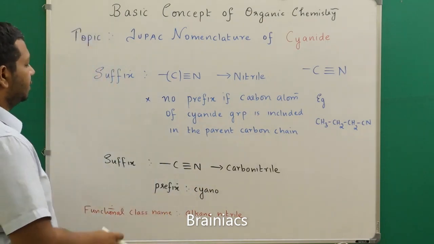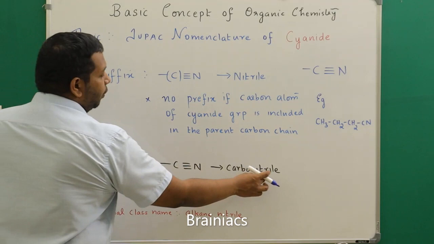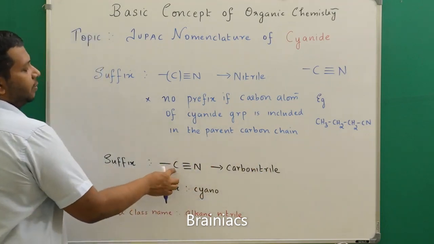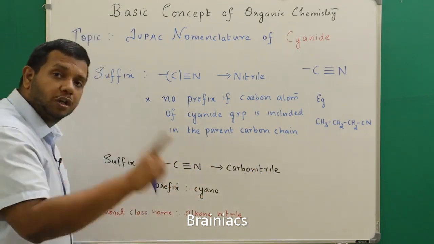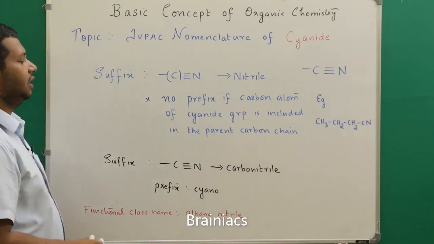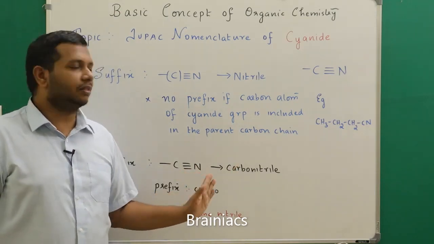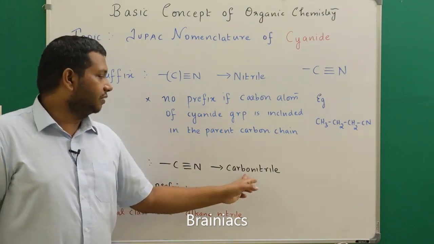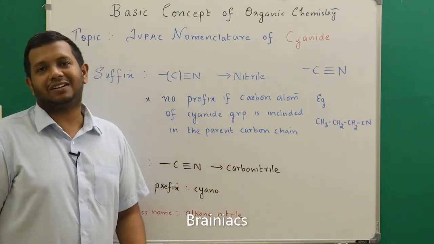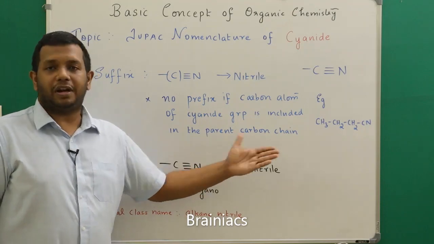Now, the next case: the suffix is carbonitrile when the carbon atom of the cyanide group is not included in the parent carbon chain. Very simple, the carbon is not included. That's the reason why carbo is introduced. Understood? So it should be carbonitrile.